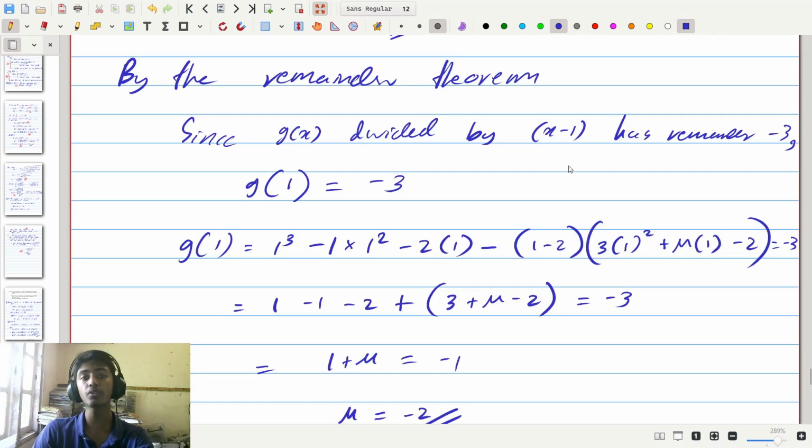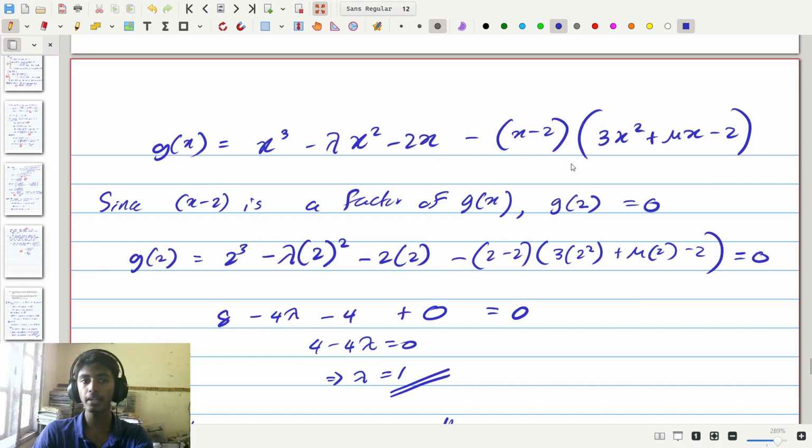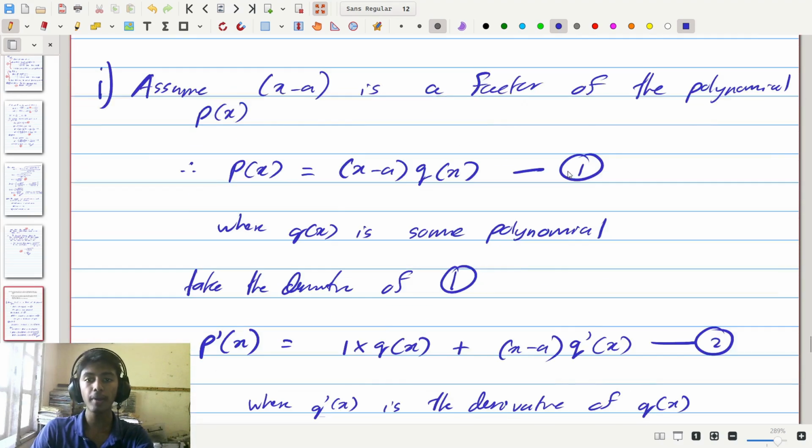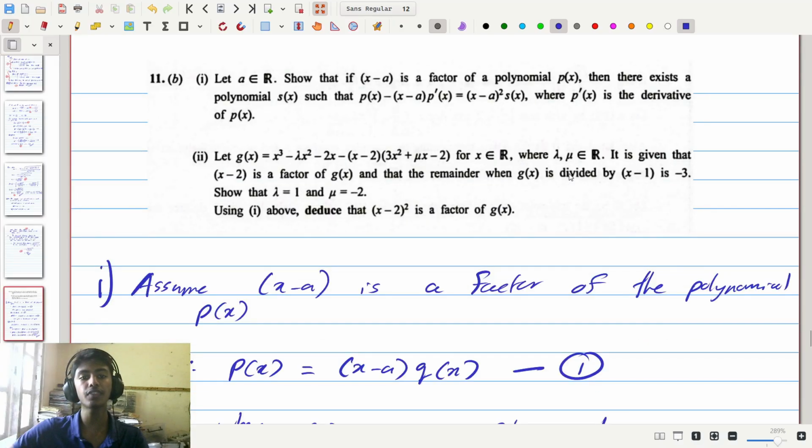We've solved mu using the remainder theorem, and we solved lambda using the factor theorem. So now we have both mu and lambda. Now the next part that they're going to tell us after that is that using 1 above, deduce that x minus 2 squared is a factor of g of x.